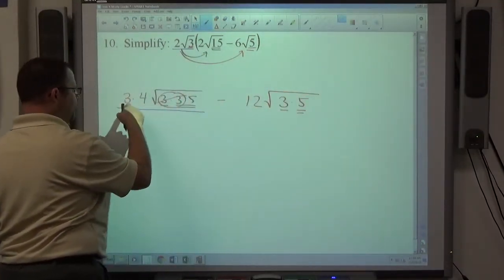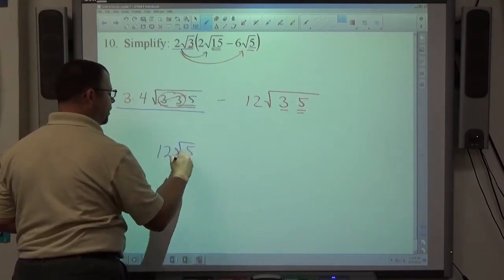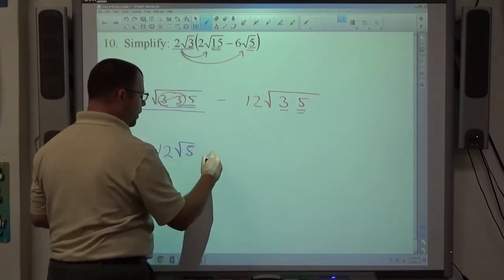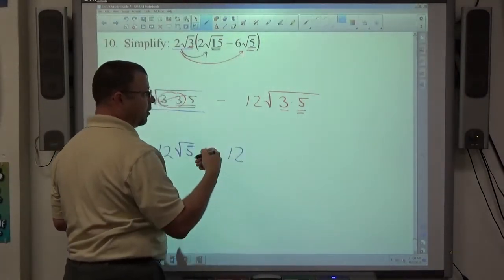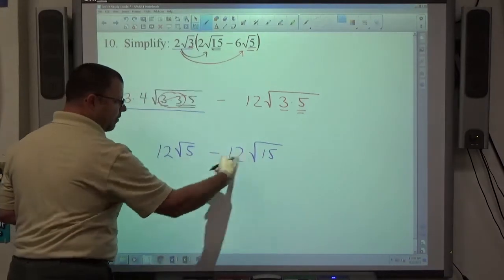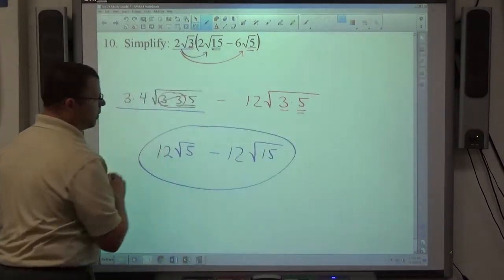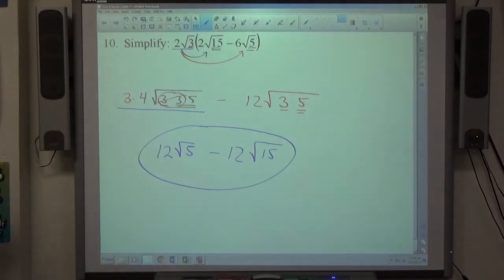So term 1, outside is 3 times 4, which is 12. Inside is 5. The second one, the outside number is 12. It's just a single number. Inside, 3 times 5 is 15. These are not the same radical piece, so subtraction is illegal. So that's as far as I can possibly go with that one. And I would expect you to get to that point.